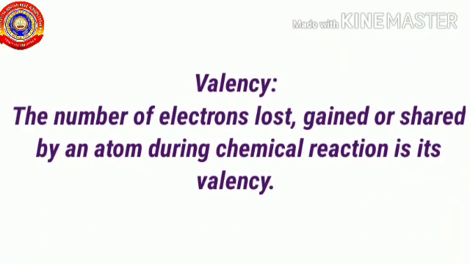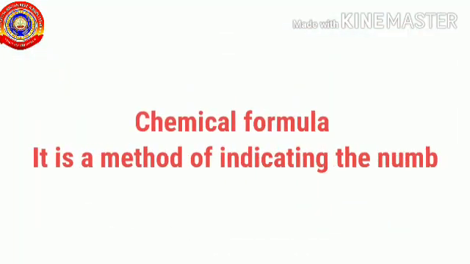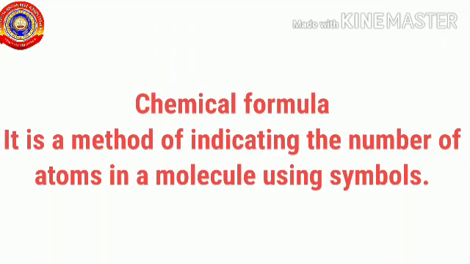At last, we learnt about valency. It tells the number of electrons lost, gained, or shared by an atom during a chemical reaction. Using the valency, we can write the chemical formula of a molecule. A chemical formula is a method of indicating the number of atoms in a molecule using symbols.